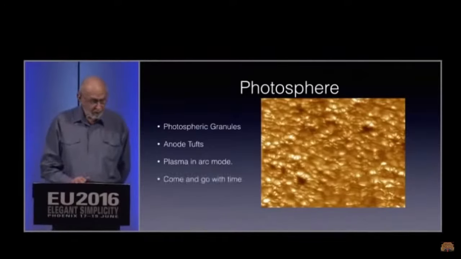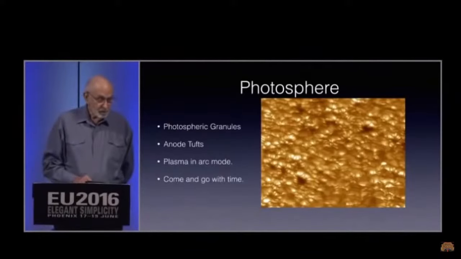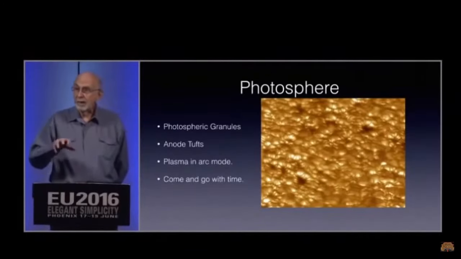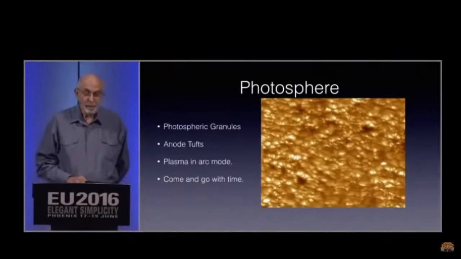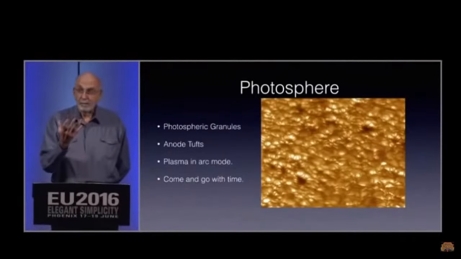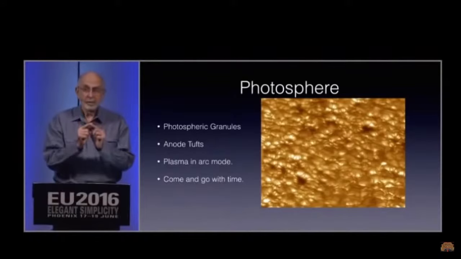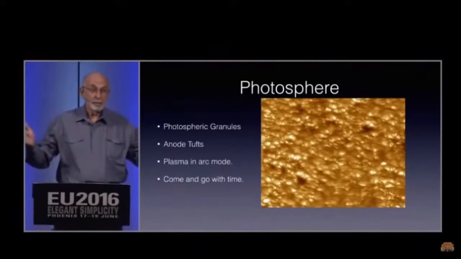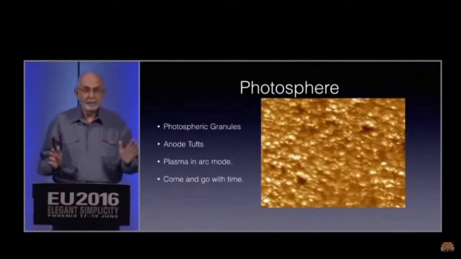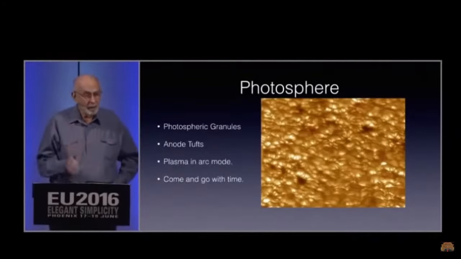And as a matter of fact, those granules come and go with time. They grow, they get bright, then they shrink and they go away. The power put out by the sun is really fantastic. That is to say, the radiation from the sun, every square inch of the sun's surface on average puts out 42,000 watts. If you can think of what about a square mile? It's not boiling anything. It's arc mode plasma.